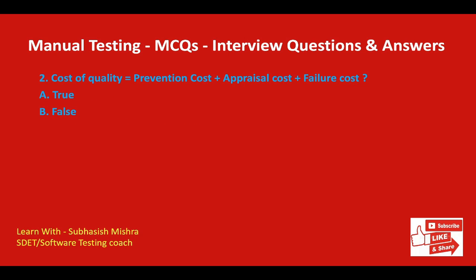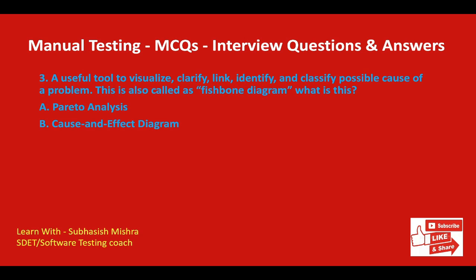Cost of quality equals prevention cost plus appraisal cost plus failure cost. So is it a right statement? Yes, this is true. So the answer is true here. Cost of quality depends upon prevention cost plus appraisal cost plus failure cost. Let's move to the next question.